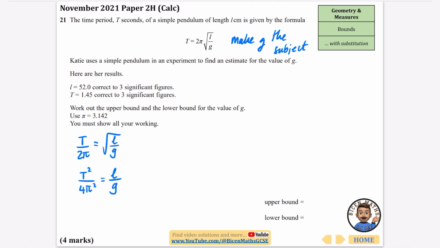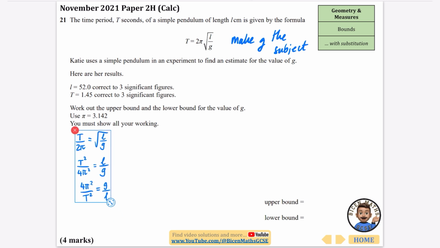Now you can take the reciprocal of both sides. We can flip both sides over, so that's 4 pi squared over t squared is equal to g over L. I do my L's a bit curly so they don't look like ones. And then I'm going to shrink this down so that I can fit it all in one space. I'm then going to make g the subject by multiplying by L. So I'm going to say that 4 pi squared over t squared multiplied by L is equal to g.